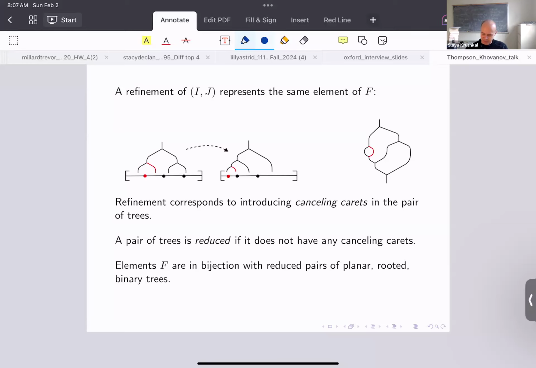And the difference from the previous pair of trees is that we have this kind of bubble born here. And this bubble has a name, it's called a canceling caret in this pair of trees. And so we'll declare that two pairs of trees are equivalent if they differ by a finite number of these canceling carets. A pair of trees is called reduced if you cannot cancel it, so there are no canceling carets. And then it's a sort of theorem that the elements of the Thompson's group F are in bijection with reduced pairs of planar rooted binary trees.